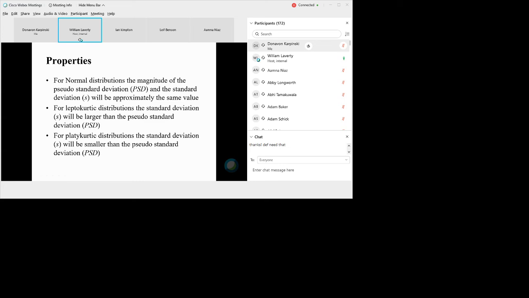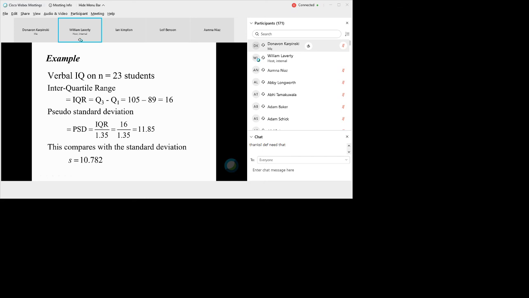For long-tail distributions, s will be larger than the pseudo-standard deviation. For platykurtic distributions, these are ones with short tails, s will be smaller than the pseudo-standard deviation. Verbal IQ: interquartile range is 16. Pseudo-standard deviation is 11.85. The standard deviation, which was calculated using a much more complicated formula, was 10.782. This is sort of in agreement with the pseudo-standard deviation.